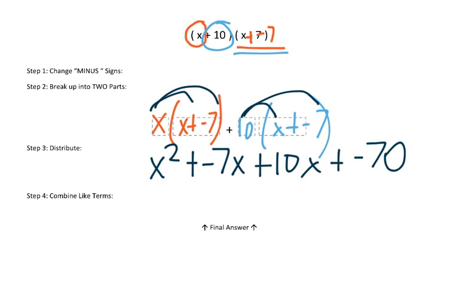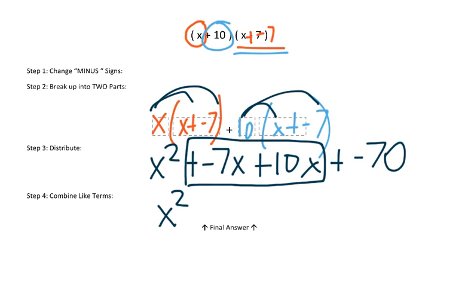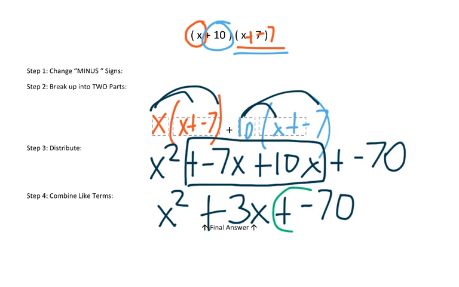My next step is to combine like terms. Right here in the middle I have two terms that have x's in them. My x squared, however, does not have anything that's like it. So when I combine a negative 7x plus 10x, I'm going to get 3x, and then I have plus a negative 70. Now, I personally don't like the double signs, like right here.